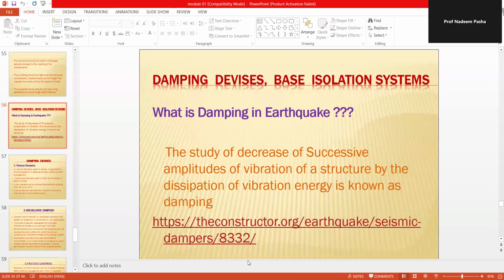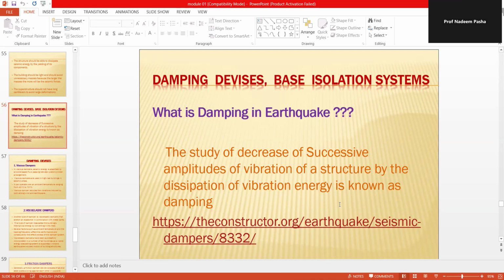So, damping devices or base isolation system. What exactly is damping in earthquake? Damping is a very important parameter with respect to earthquake, so we'll study this in detail today. What is damping in earthquake? The study of decrease of successive amplitudes of vibration of a structure by the dissipation of vibration energy is known as damping.